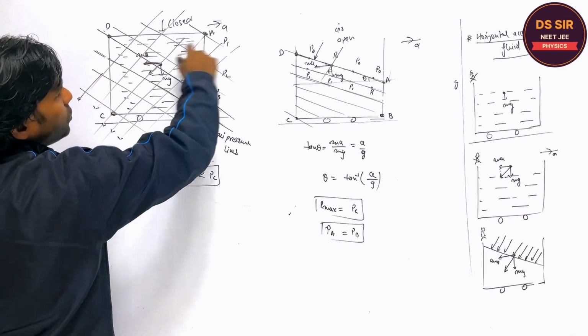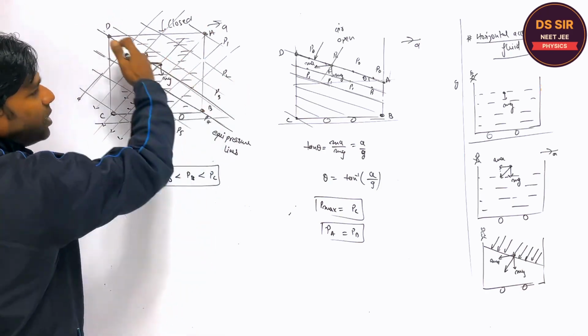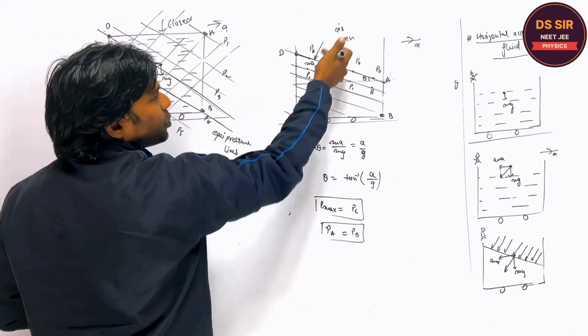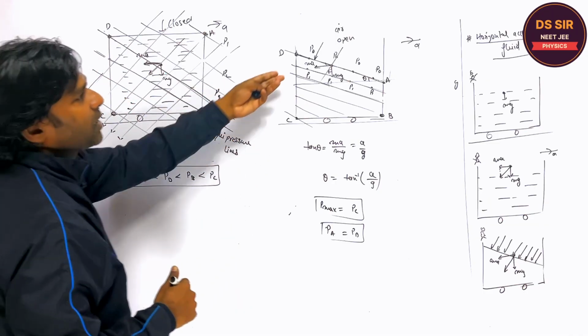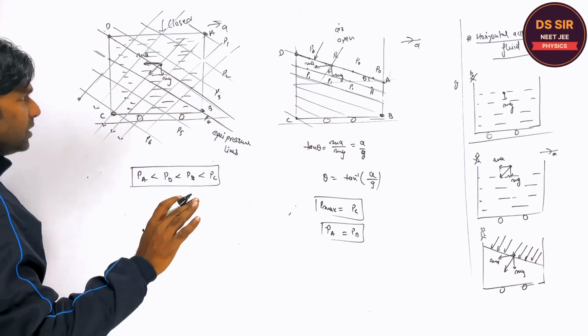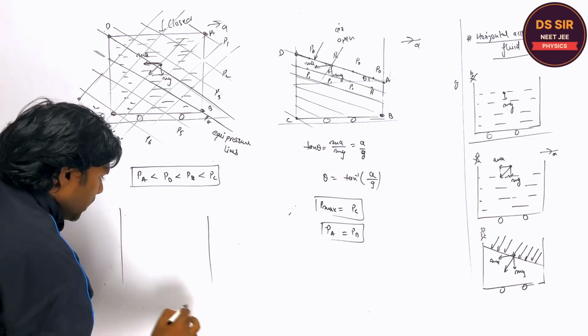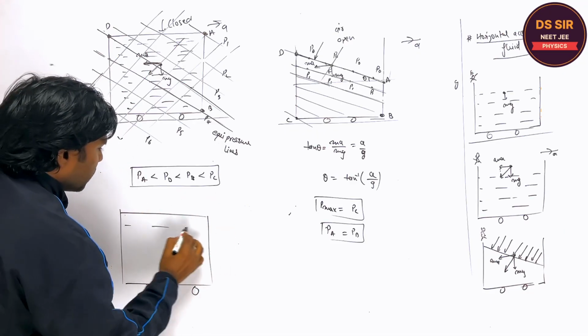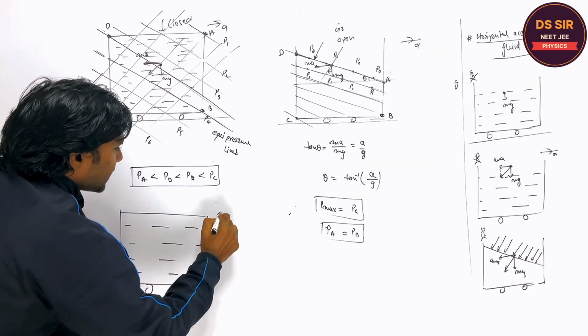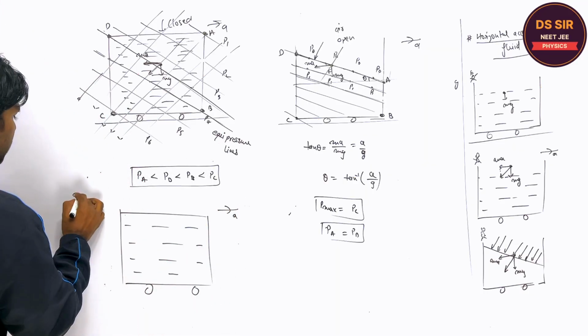Although the surface is horizontal, these are the equipressure lines. In this case, it is open, so water comes out from the back side, and it becomes like this. You understand this thing or not? Sometimes they ask the question: if it is filled with water and it is accelerating in this case.